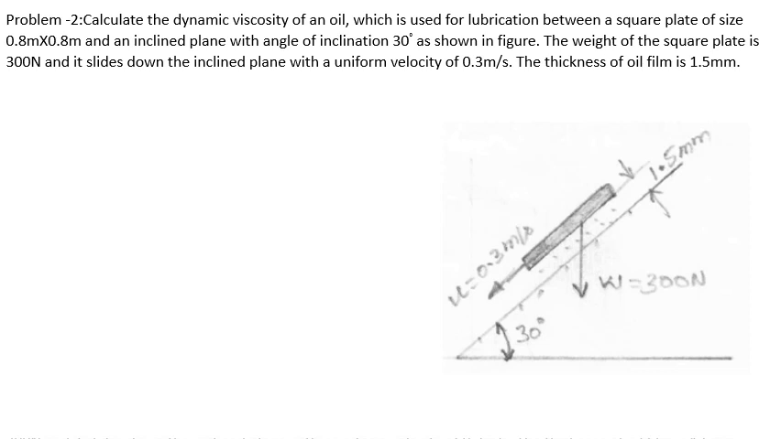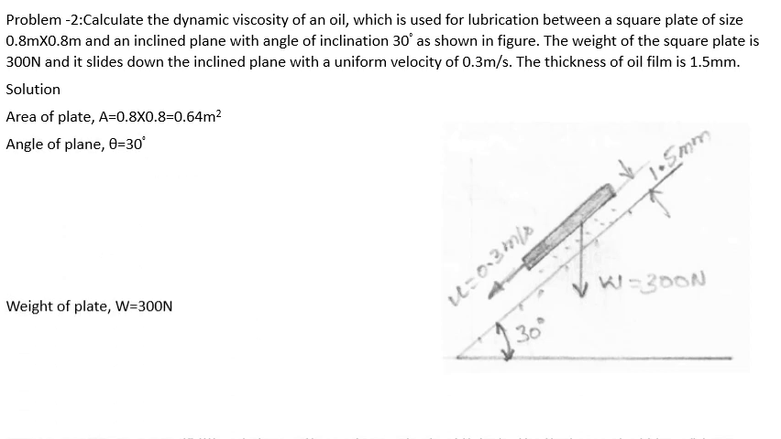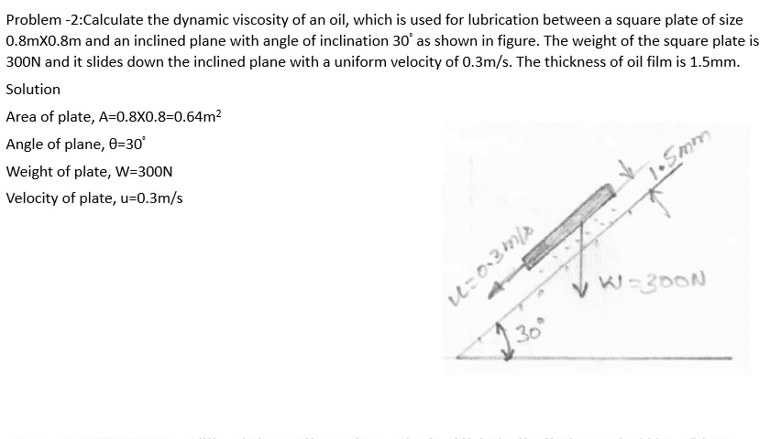By referring to this figure, write the given data. Area of the plate A is equal to 0.8 into 0.8, that is equal to 0.64 meter square. Angle of plane, theta, is equal to 30 degrees. Weight of plate W is equal to 300 Newton. Velocity of the plate U is equal to 0.3 meter per second.